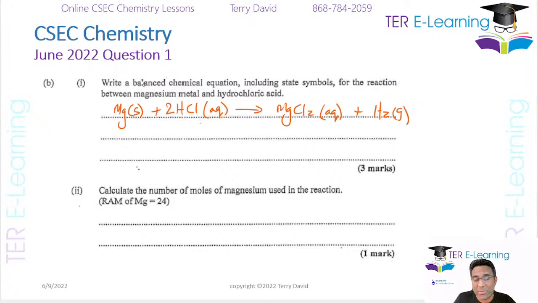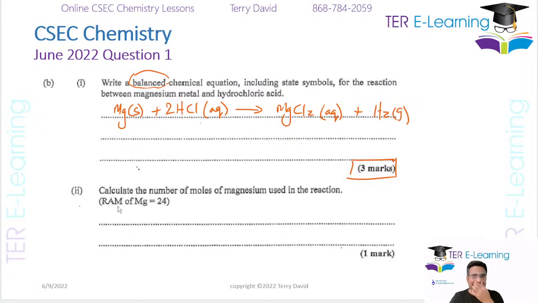Now you see how CSEC asks, write a balanced chemical equation, right? And they said including state symbols. So if you don't balance it, you're going to lose a mark. If you don't put the state symbols, you're going to lose a mark as well, right? If you just write an equation, you're going to get 1 mark, right? That's why when you see balance and including state symbols, you have to include that.